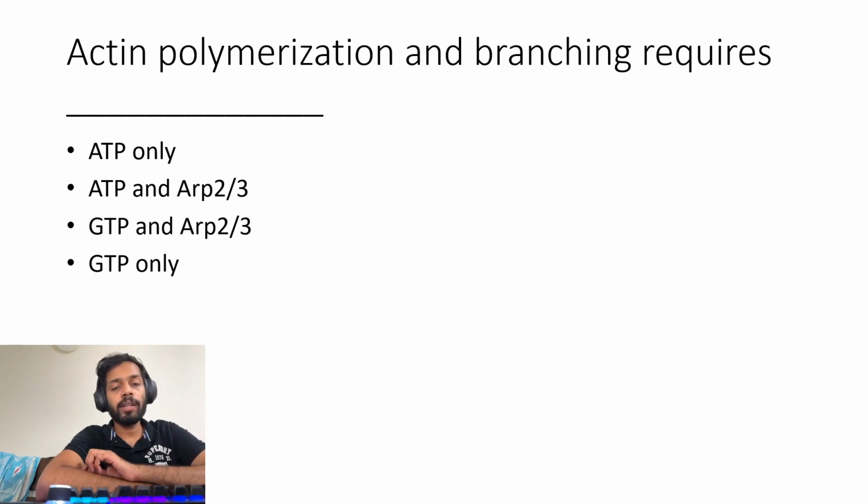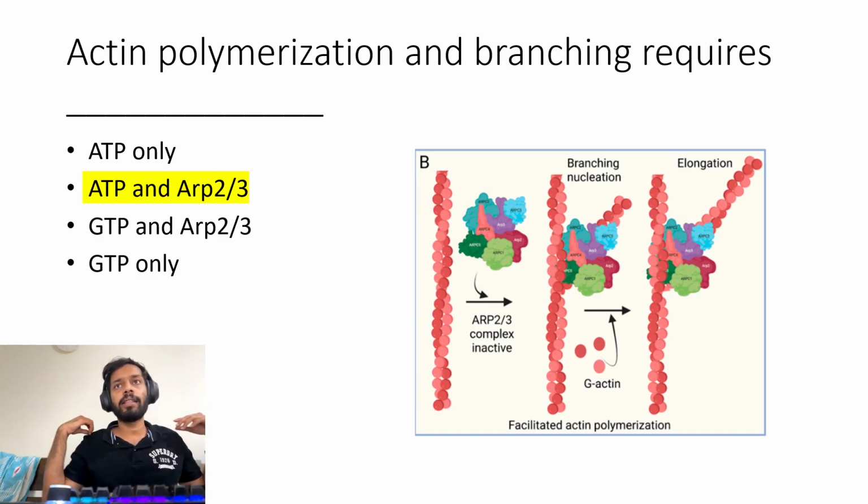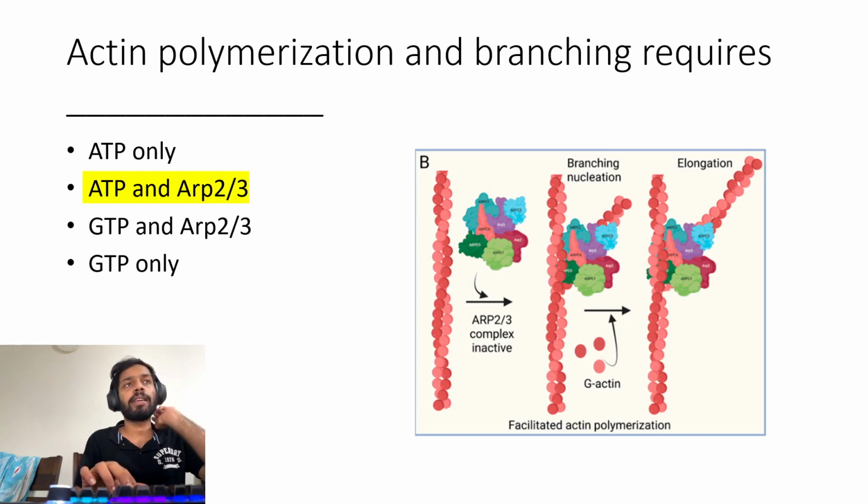It requires both ATP and ARP2/3, right? So ARP2/3 is what results in this 70-degree branching, and so when ARP2/3 binds, there is this 70-degree nucleation, so formation of a new nucleation center for the actin polymer to extend. That's what results in this branching and elongation, and it requires ATP as well for polymerization. Okay.